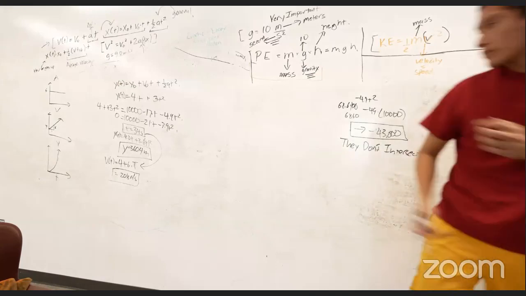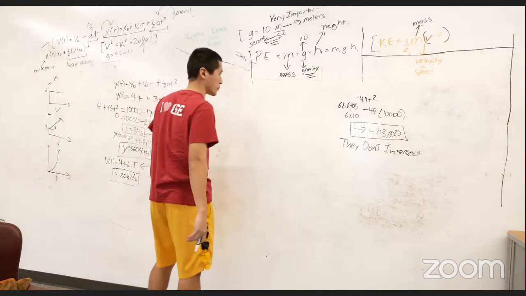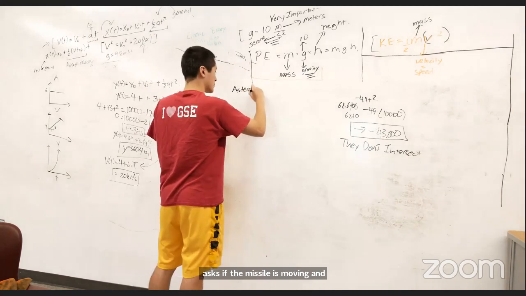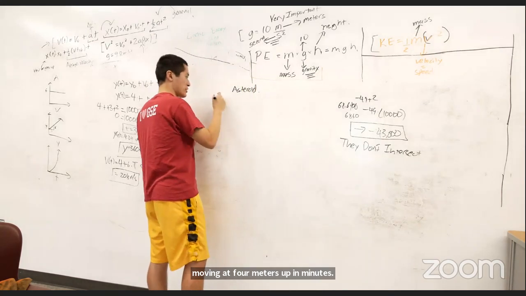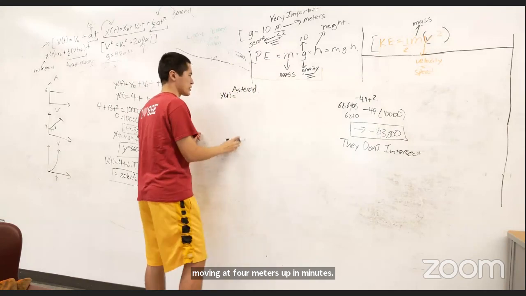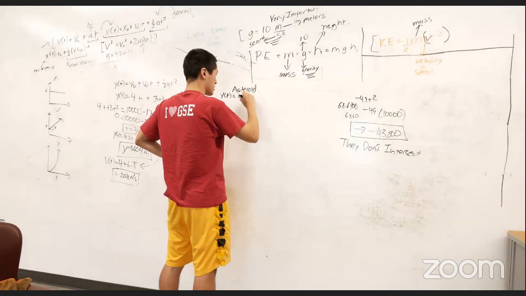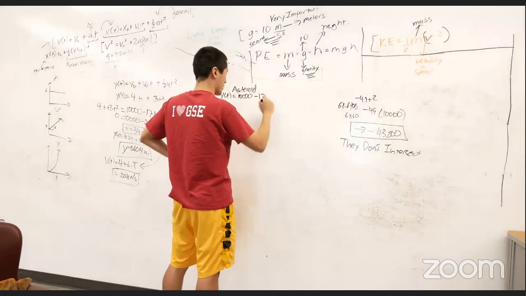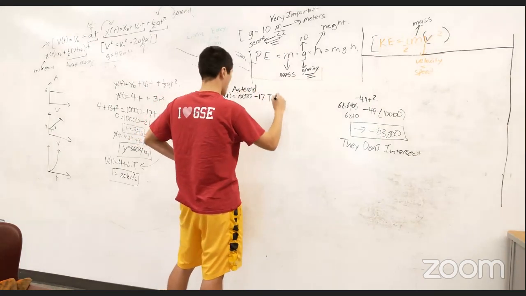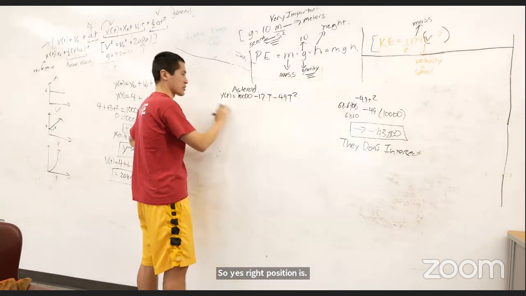Okay. So let's first write position functions for both. I want to first write one for the asteroid. The asteroid position starts at 10,000 minus its initial velocity, which is 17, times time, minus 4.9 times t squared. So this is the position function of the asteroid.